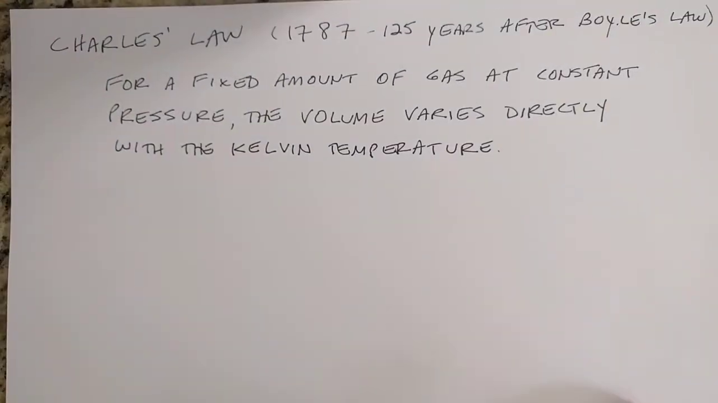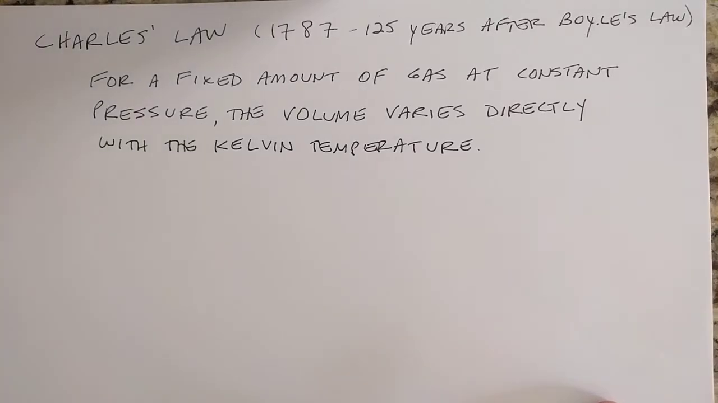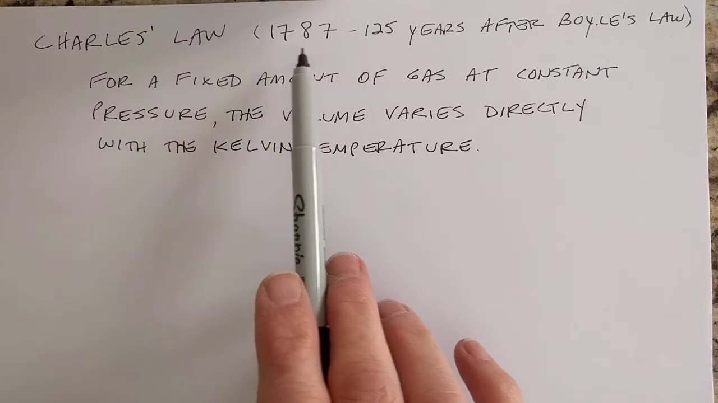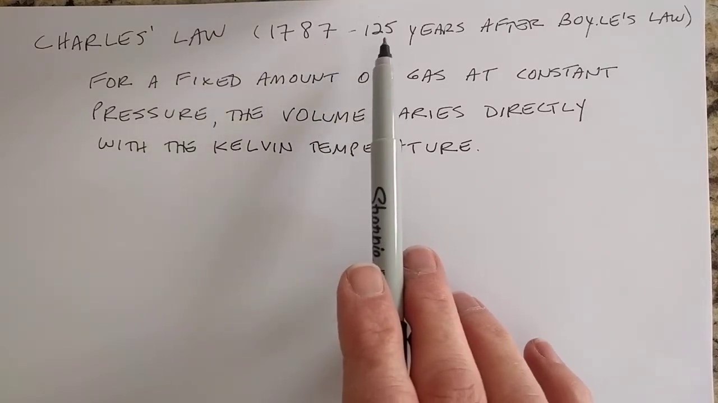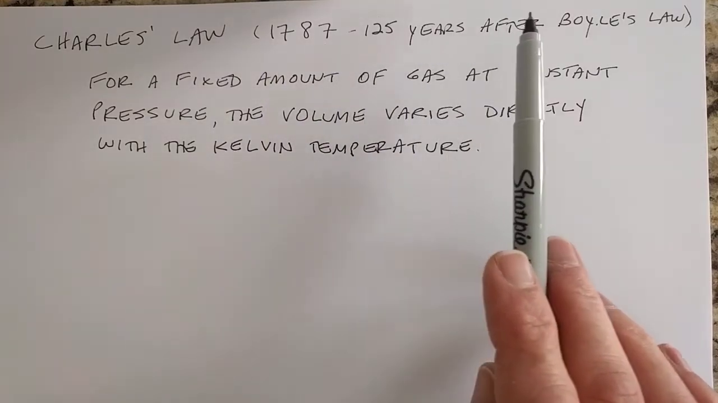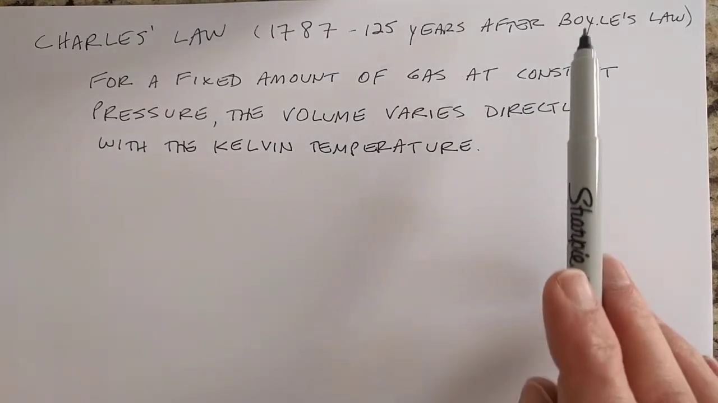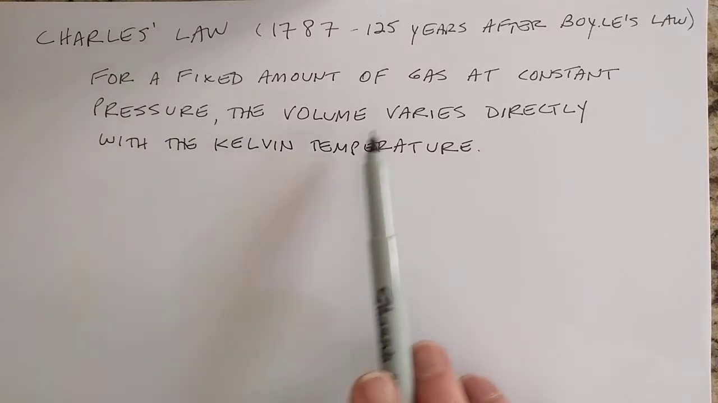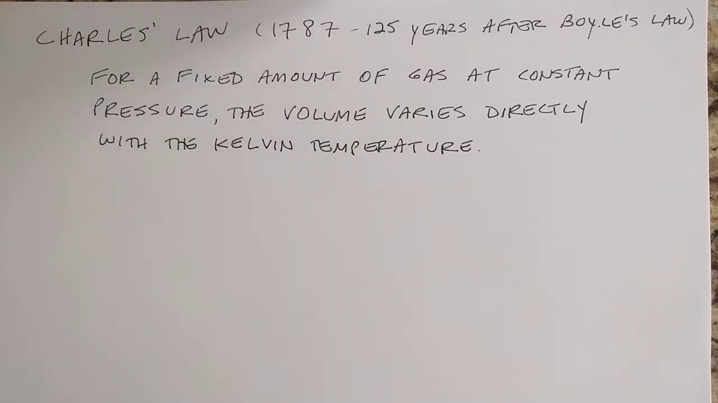All right, so now we're going to take a look at what Charles's law says. Charles's law, as you can see here, came out in 1787, 125 years after Boyle's law. So it took scientists over 100 years to get to the next gas law.